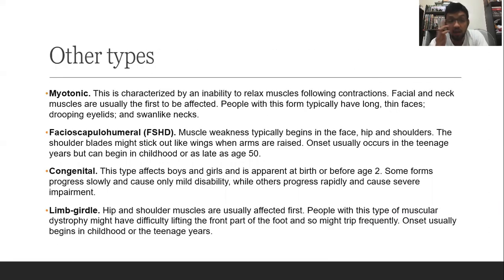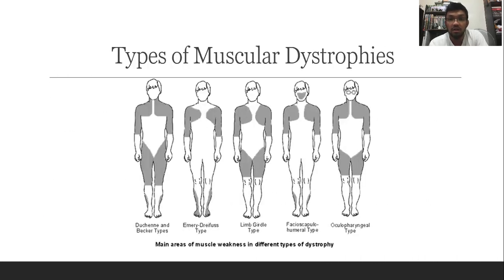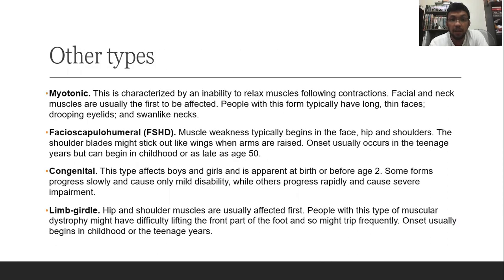Other types, the myotonic. This is characterized by inability to relax muscles following contractions. Facial and neck muscles are usually the first ones to be affected. And people with this form typically have long, thin faces, drooping eyelids, and swan-like necks. So they have elongated necks. So that is the myotonic type.